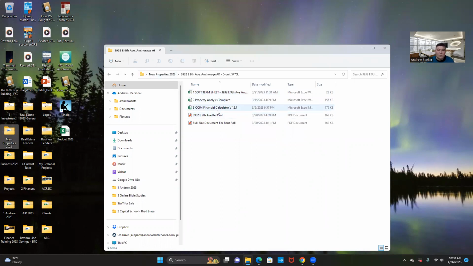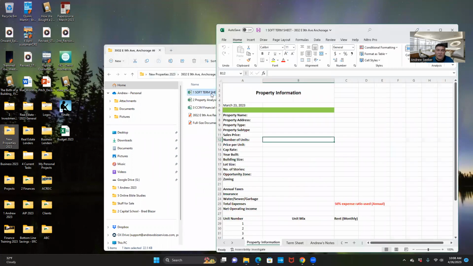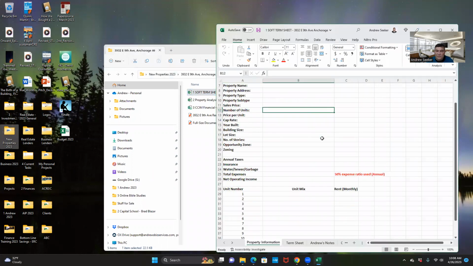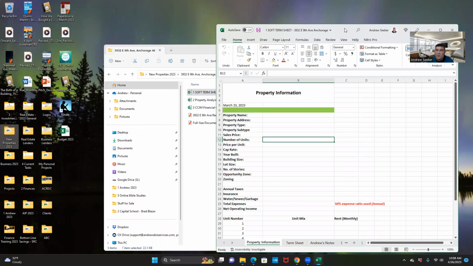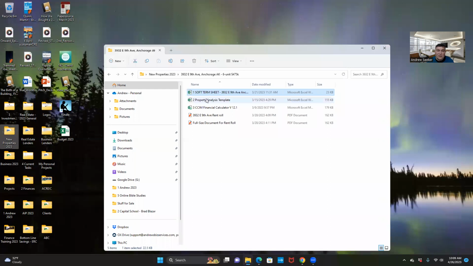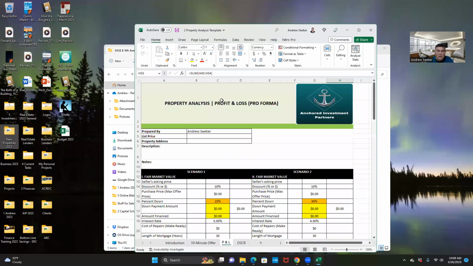Once again, we're going to take a look here at this property. Let me take a look at the soft term sheet. Oops, I didn't even fill that out. That's not a good thing. All right, this is a fairly new one. Let me try the property analysis term sheet. Okay.